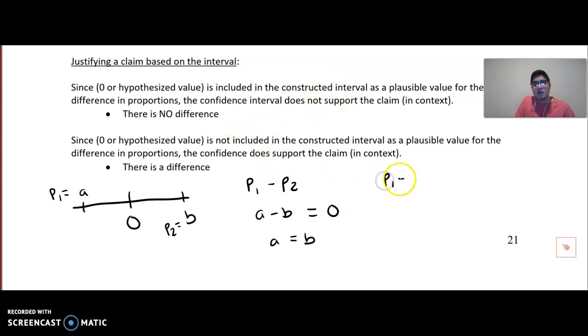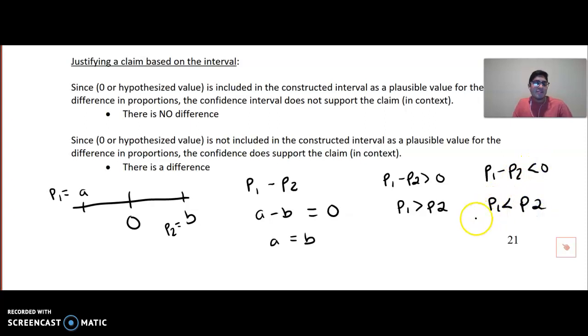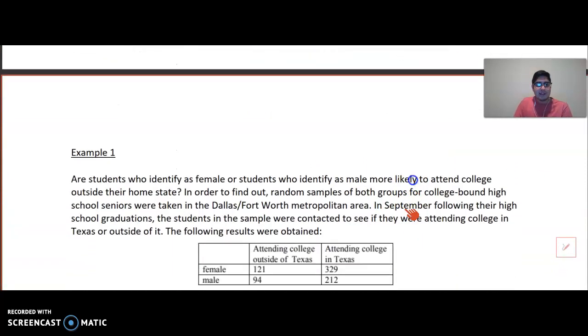Now, if P1 minus P2 is a positive difference, well, we know P1 is greater than P2. And lastly, if there's a negative difference, then we know that P1 is less than P2. So based on the interval and the signs of the interval, we can conclude some things about the difference in the population proportions. Are they equal? Is one greater than the other or less than? So let's go ahead and take a look at an example of what this might look like.